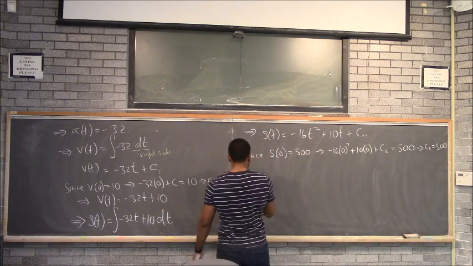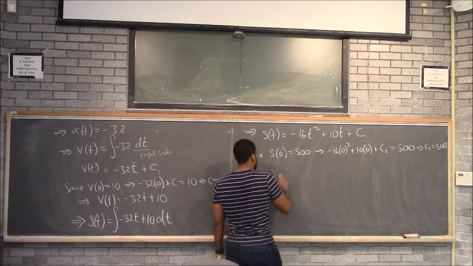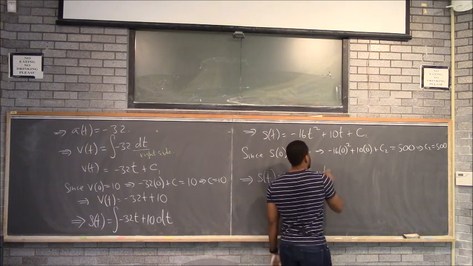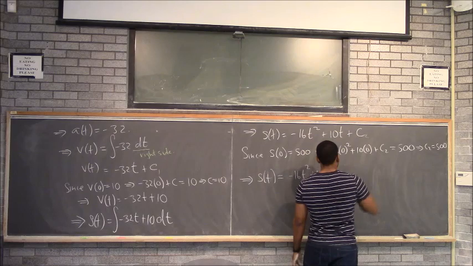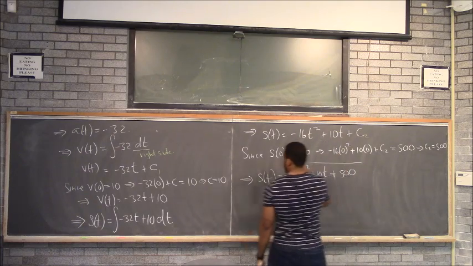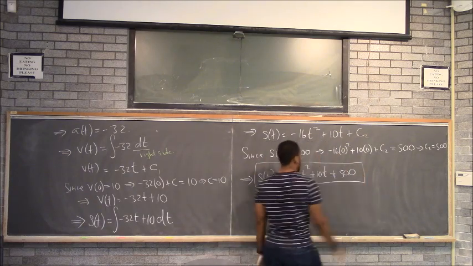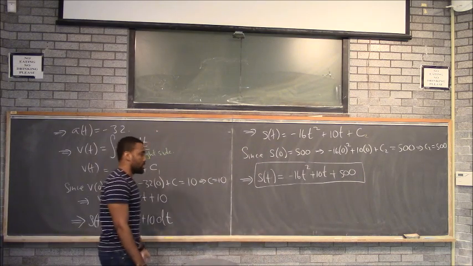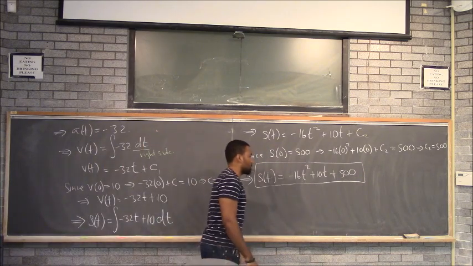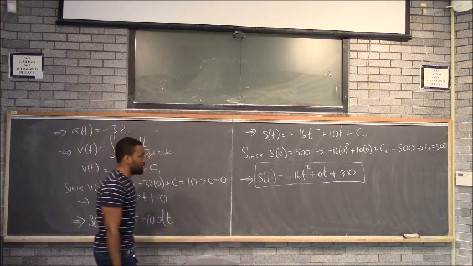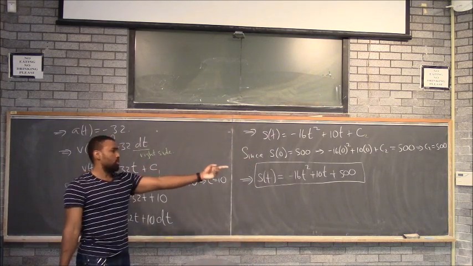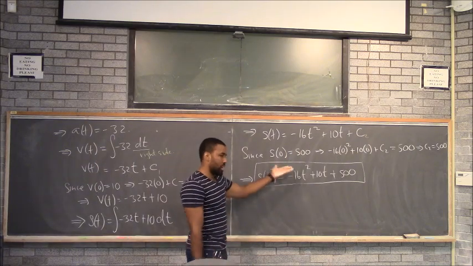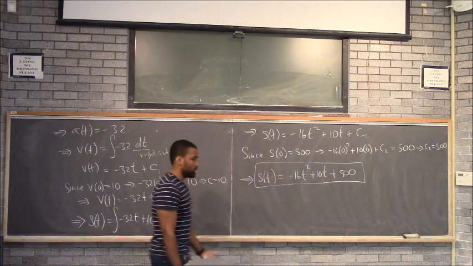Which means, ultimately, the position function is this, plus 500. Which means, for example, if I wanted to know how long is it going to take him to reach the ground, right? How long will it take to get to position 0? What I do is I set this equal to 0 and solve for t, right? Which is a quadratic function. That should be able to handle it, right?